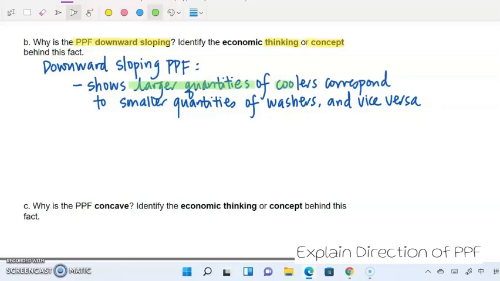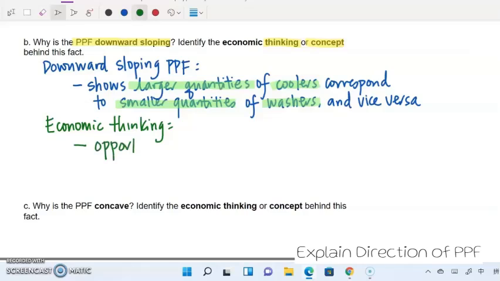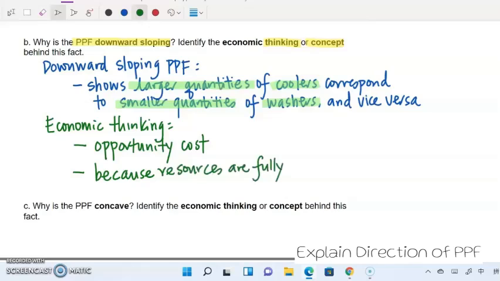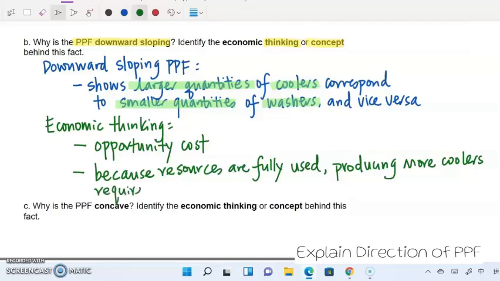Then, what is the economic thinking? What is the concept behind this? It is the concept of opportunity cost. Because resources are fully used, producing more coolers requires sacrificing some washers. So the key takeaway to this question is that inverse relationship between the production of the two goods, as well as that sacrifice that is needed of having one good versus the other.